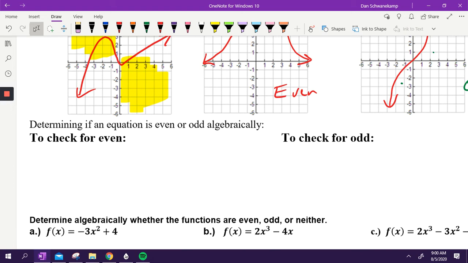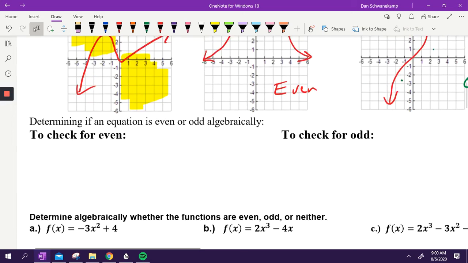Okay. We just did it graphically. Now we're going to do it algebraically. So by just looking at these equations down below, we're going to be able to determine if something is a function or what type of symmetry that function has.